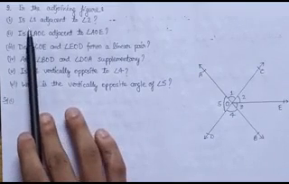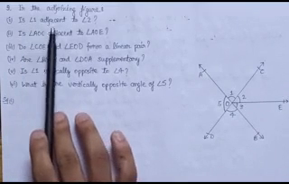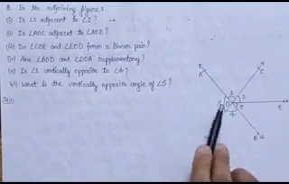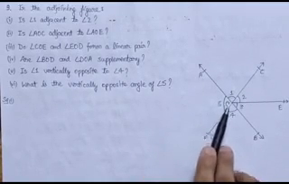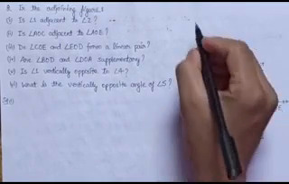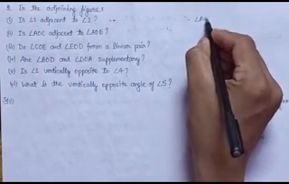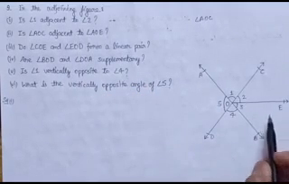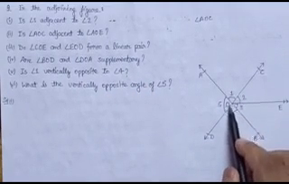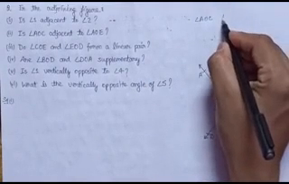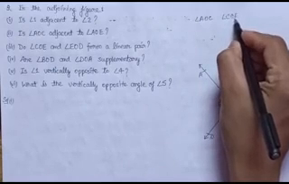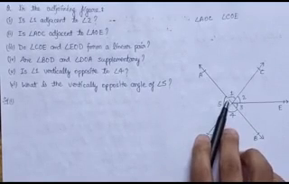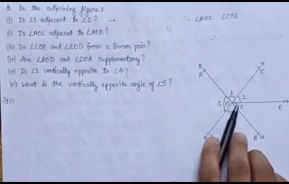So first we have to see, is angle 1 adjacent to angle 2? Here you can see angle 1 is angle AOC, and angle 2 is angle COE. So this is the angle 2. Now we have to see, are these two angles adjacent angles?